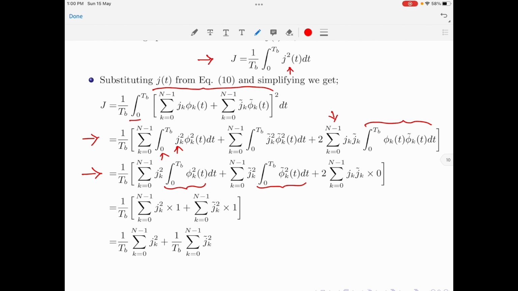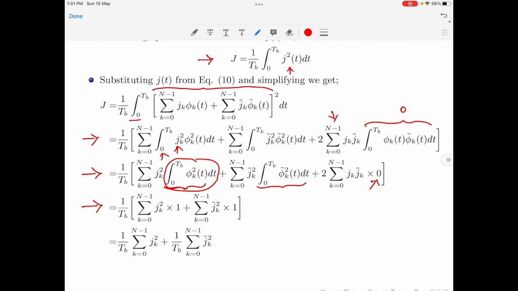We know that phi k of t as well as phi k tilde of t are the orthonormal basis functions. Therefore, this integration will result in 0. This is the third equation taken from the Gram-Schmidt orthogonalization procedure. I have put that 0 here. Coming to the next term here, look at this particular term. This is integration 0 to Tb phi k square of t dt. This is nothing but the energy of the signal phi k of t. Now, since phi k of t is an orthonormal basis function, it will have unit energy.